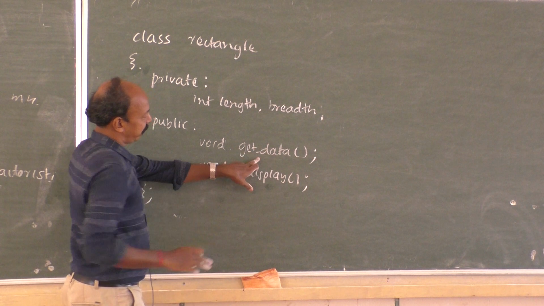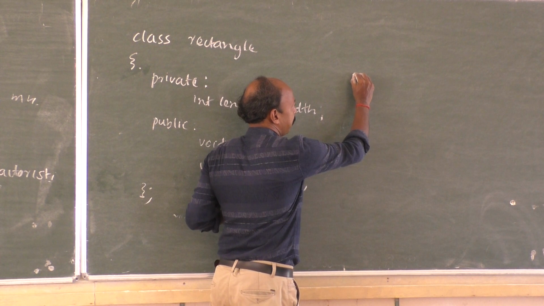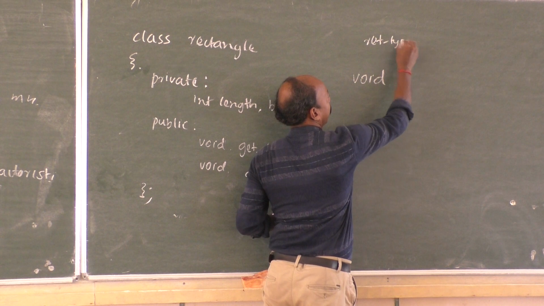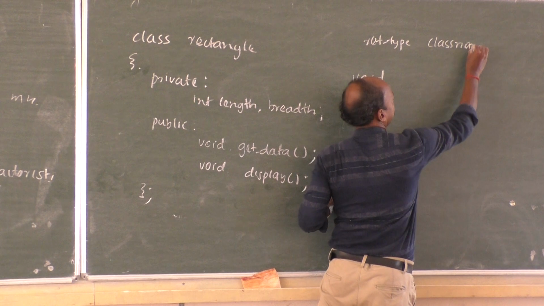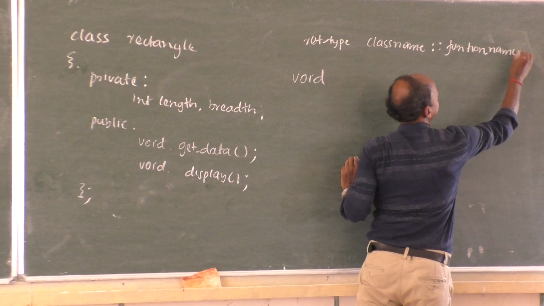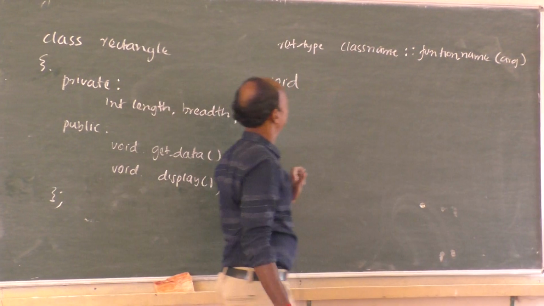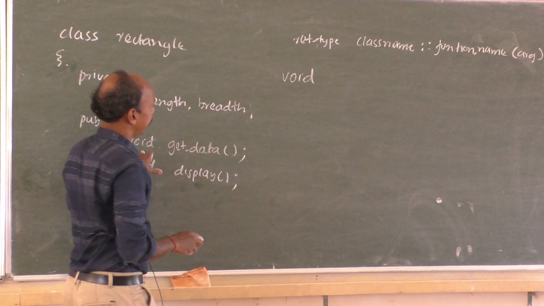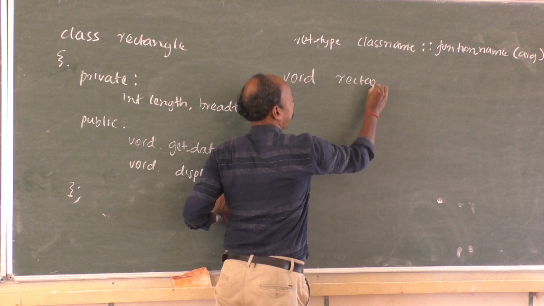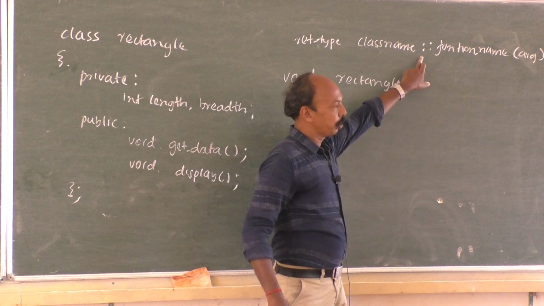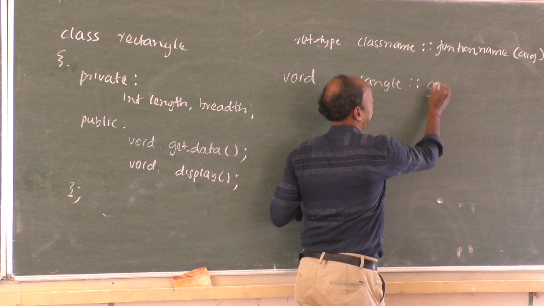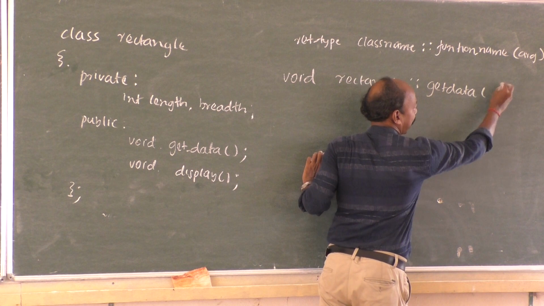We shall write the function get data now. So how will it be? Return type, that is void. Let me write the syntax. Return type, class name, scope resolution operator, function name, then the arguments. So here the return type is void. Then comes the class name. What is the class name? The class name is rectangle. So we need to write rectangle here. Then comes the scope resolution operator. Write it as it is. Then the function name. What is the function name? The function name is get data. Then arguments. We don't have any arguments here.